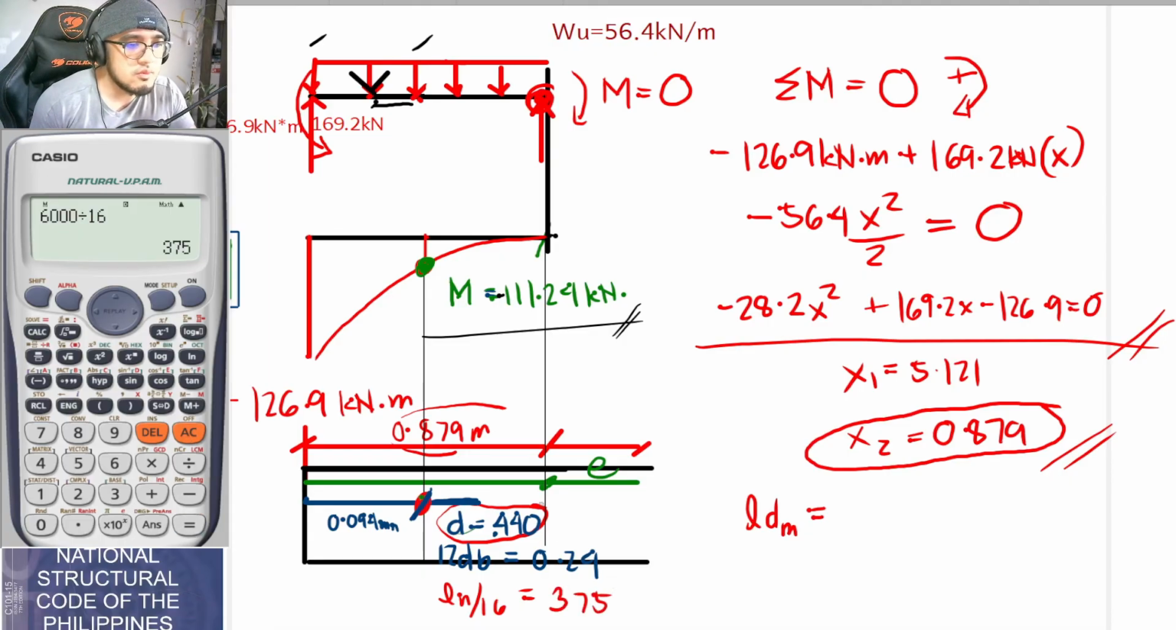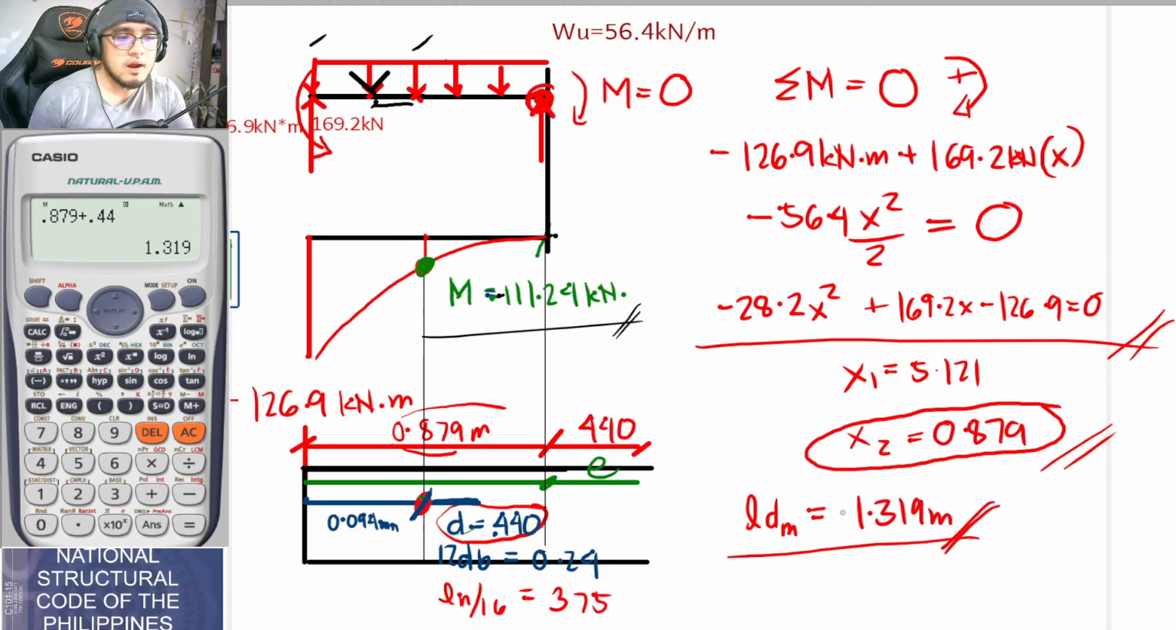So same old, we will be making use of 440. So this is to be 440. So with that, our LDM is to be 0.879 plus 0.44. So this is now to be equal to 1.319 meters. So this is to be your LDM. So if you are to round this up, you can actually use 1.320 in actual practices, or 1.325, as long as this is to be the minimum.